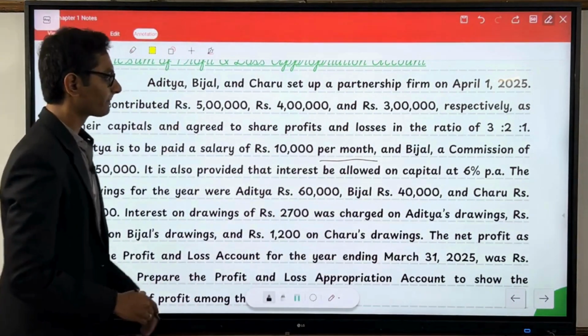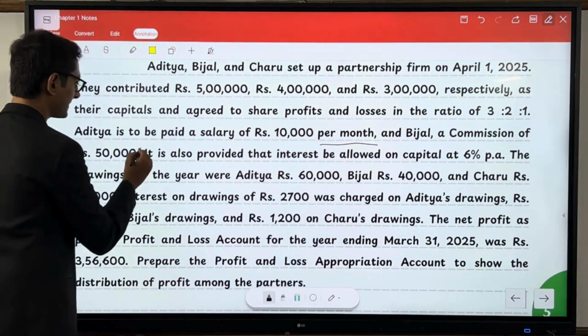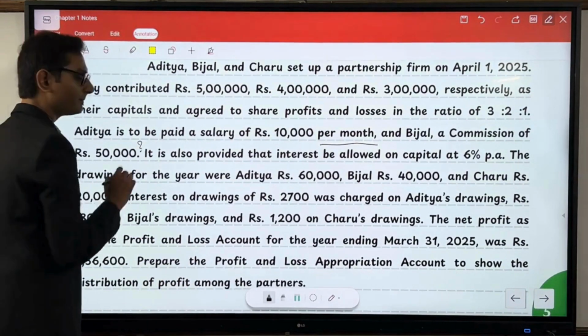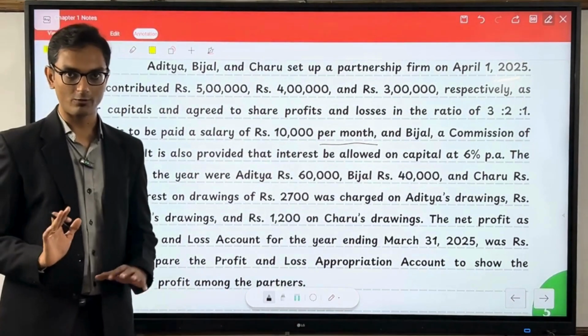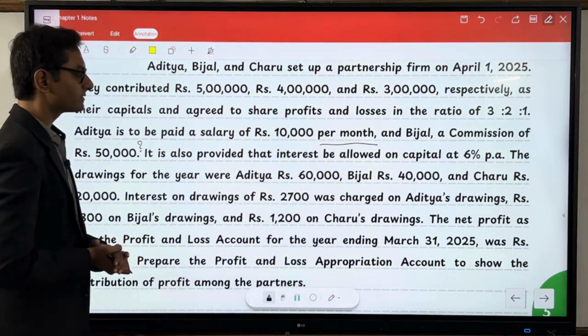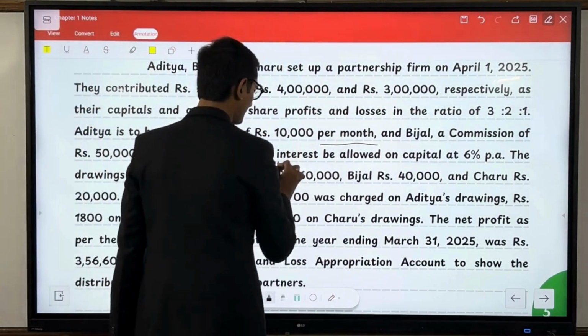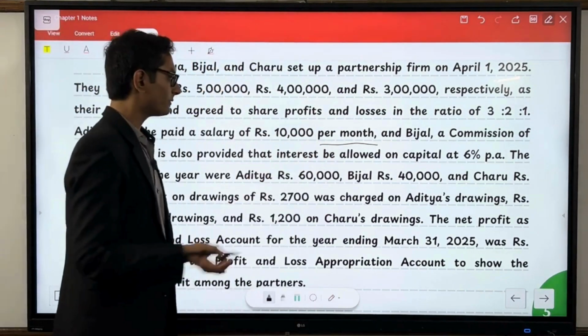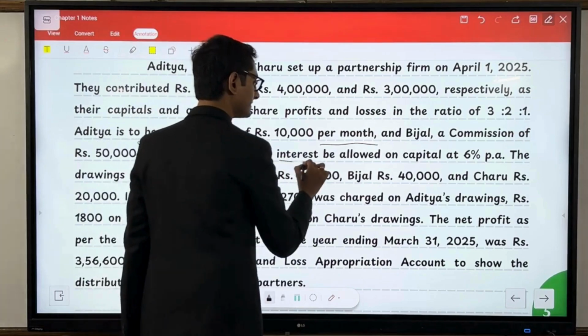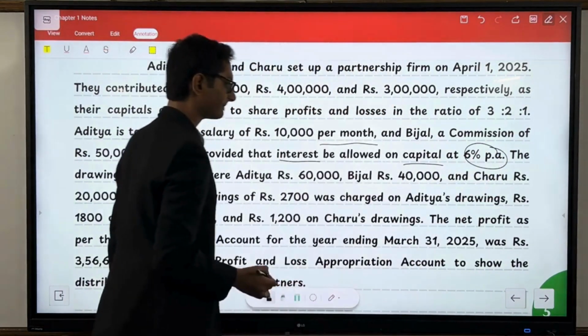which is paid to Aditya. And Bijal gets a commission of rupees 50,000. Nothing is written here about per month, so it will be for the year, 50,000. It is also provided that interest is to be allowed on capital at the rate of 6%. Here it is decided in the partnership deed itself that we will pay interest on capital at the rate of 6% per annum.